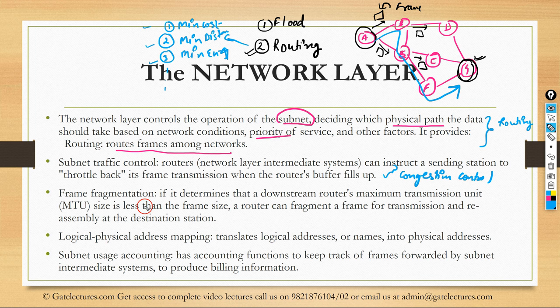Next we have frame fragmentation. If it determines that a downstream route's maximum transmission unit (MTU) size is less than the frame size, a router can fragment a frame for transmission and reassembly at the destination station. What does it mean? We have different layers. We have the application layer, which includes application, presentation and session. Then we have the transport layer, then the network layer, then the data link layer, and then the physical layer. Now the packets will be transmitted in the form of frames.